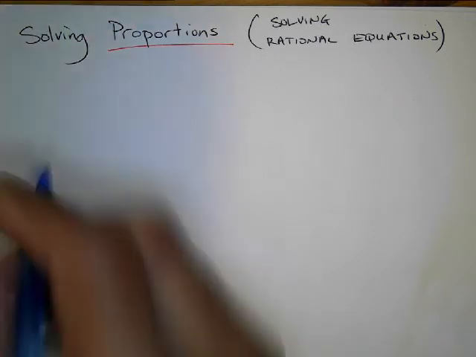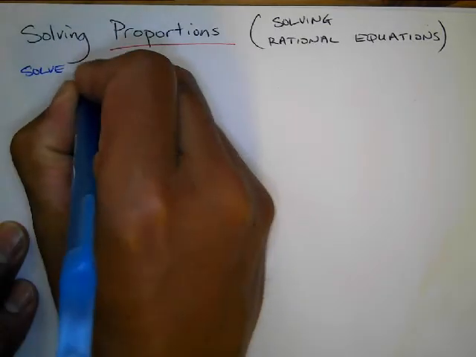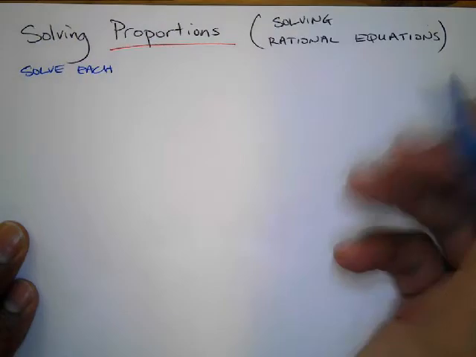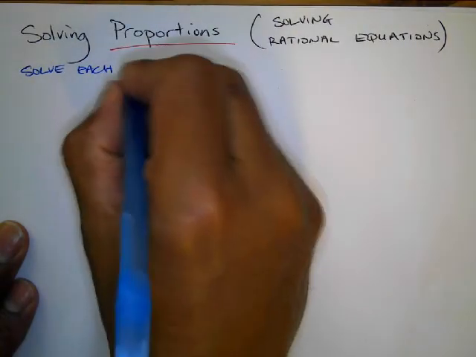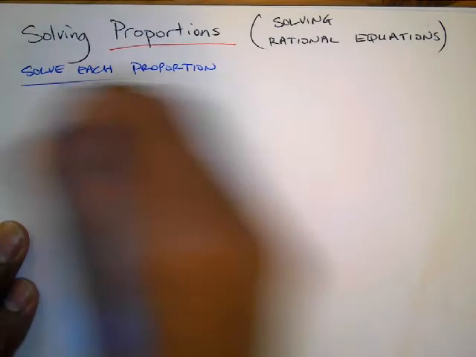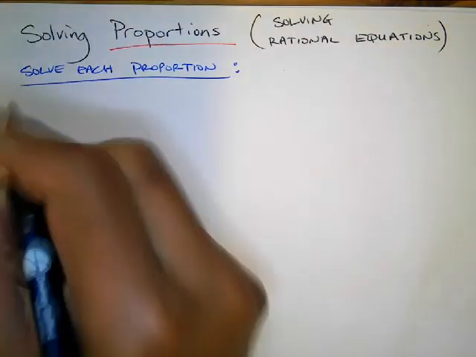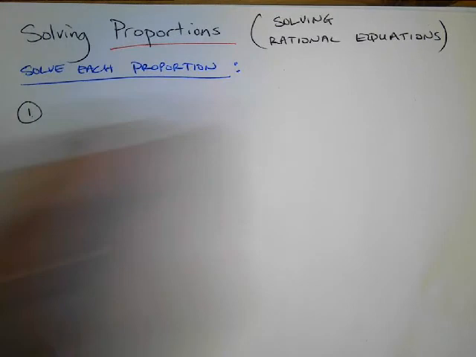All right, so here we go. Solve each proportion. It could be a rational equation, but in this case, it's a proportion. So here we go. Number 1, we're just going to jump into it. It's actually really easy.